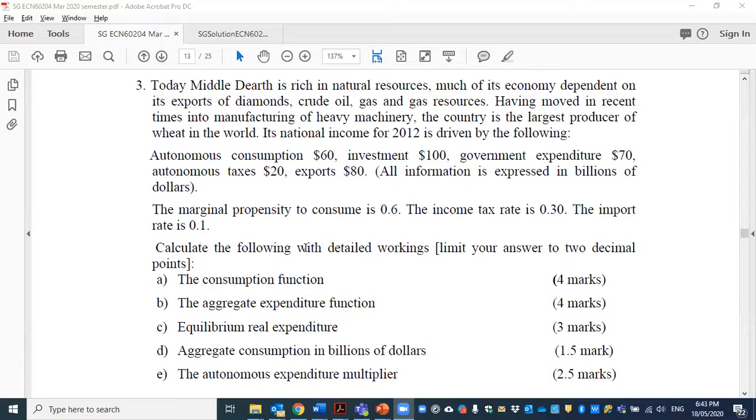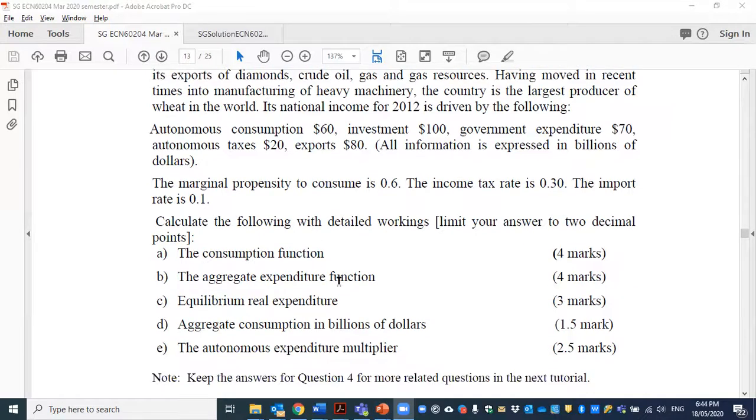Investment I is equal to 100. Government expenditure is equal to 17. Autonomous tax, capital T, is 20. Export X is 80. The marginal propensity to consume, MPC, is equal to 0.6. Income tax rate, small t, is equal to 0.3, and import rate is equal to 0.1. Okay.